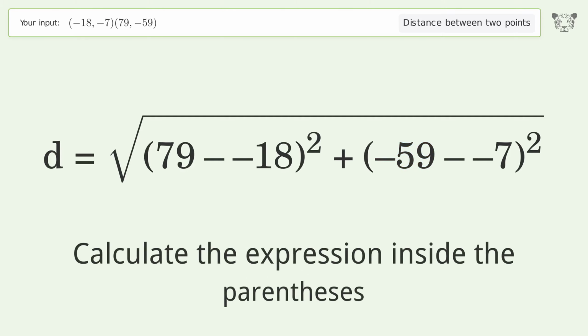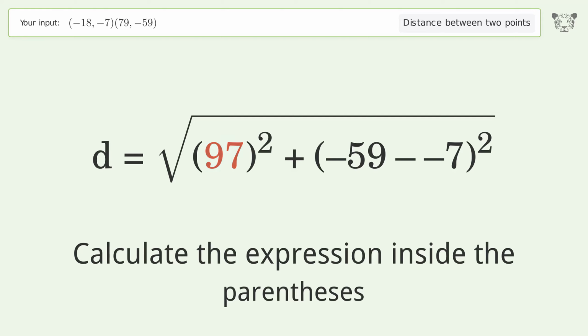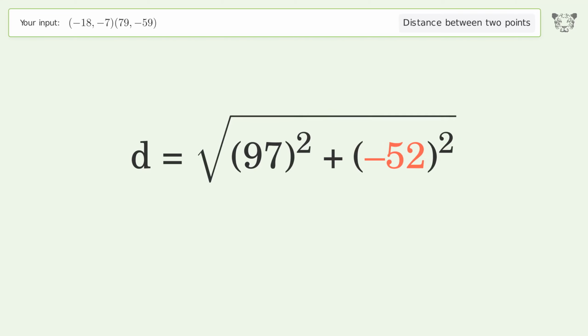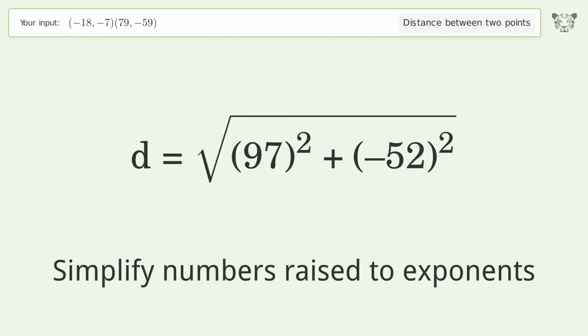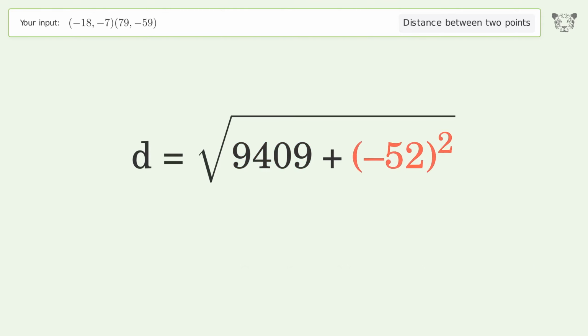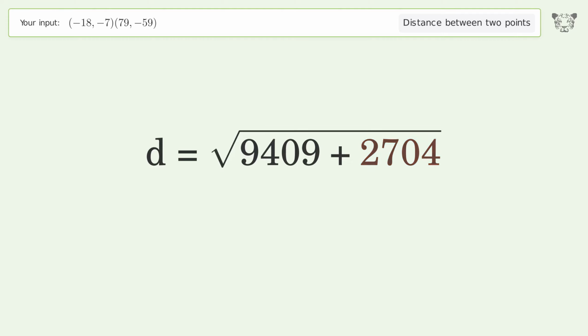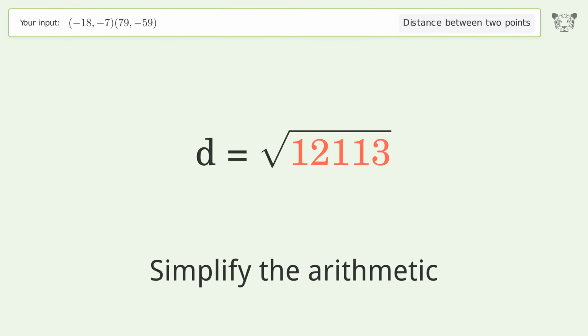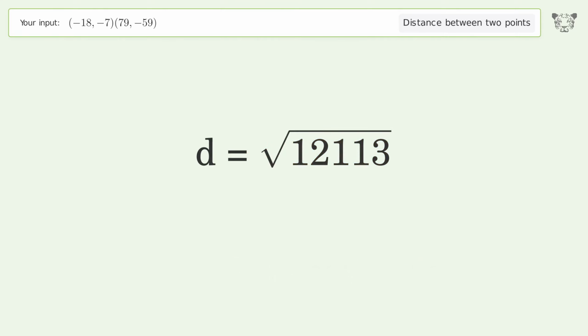Calculate the expression inside the parentheses. Simplify numbers raised to exponents. Simplify the arithmetic. And so the distance between the 2 points is the square root of 12,113 or 110.059.